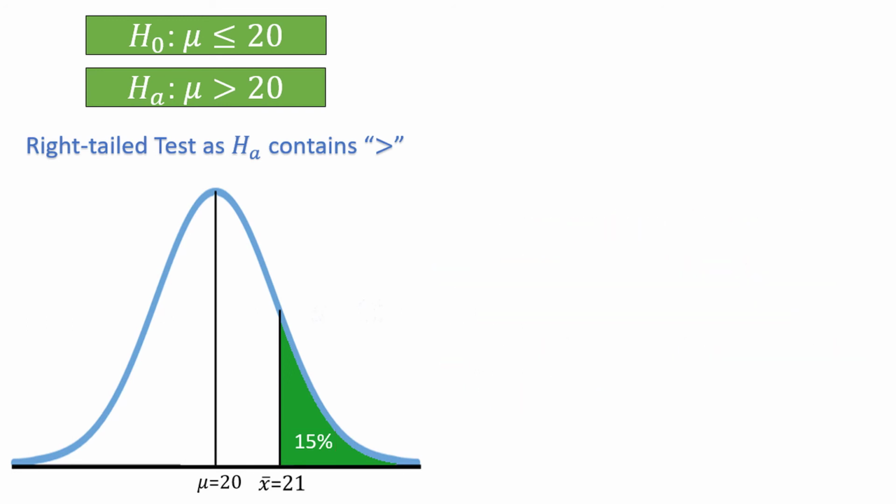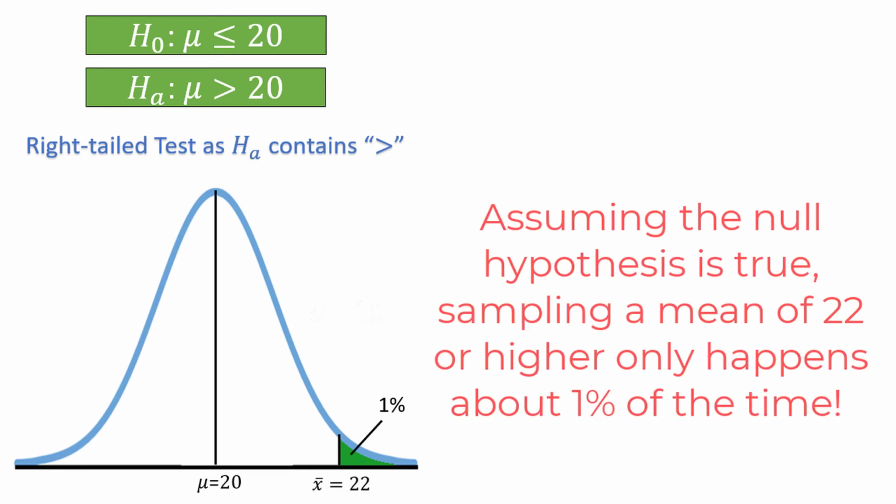But suppose the sampled x bar is 22. Perhaps this results in a probability x bar is greater than 22 of only 0.01, or 1%. If the null hypothesis is true, and the mean really is 20, receiving an x bar of 22 or higher is very rare and only happens in 1% of samples. This might give us a good reason to question the null hypothesis, and perhaps adopt the alternative hypothesis.